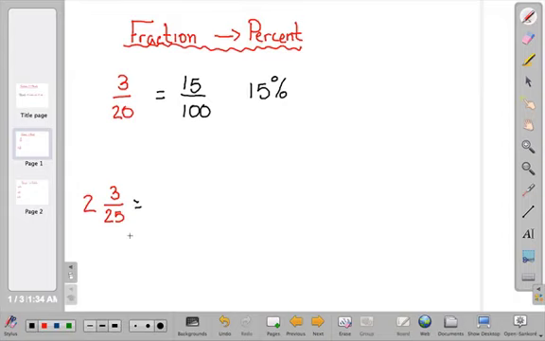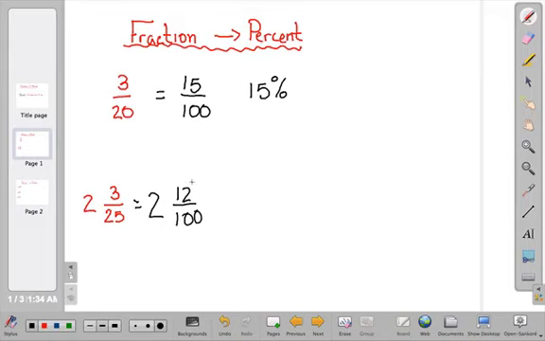Here's another example for us. This time we have a mixed number. So that means, remember, we want to get it to be something over 100. And in this case, we have 2 as our whole number, so I'm going to keep it here. I'm going to ask myself, 25 times what is 100? Well, 25 times 4 is 100. So if I'm going to multiply the denominator by 4, I'm also going to multiply the numerator by 4. And 3 times 4 is 12.